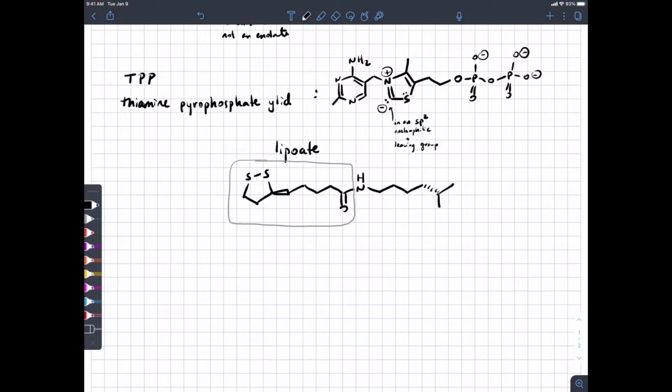And then what I've drawn over here is actually a lysine residue from the pyruvate dehydrogenase complex. You can tell it's lysine because you've got alpha, beta, gamma, delta, and epsilon carbons, and then there's a nitrogen. That used to be an amino group, but we functionalized it as an amide with this other group called lipoate. And this is going to be our oxidizing agent.